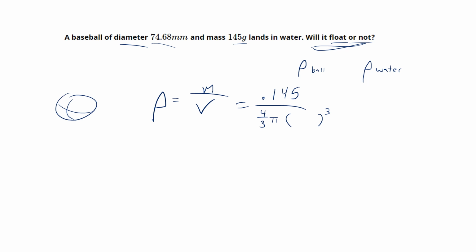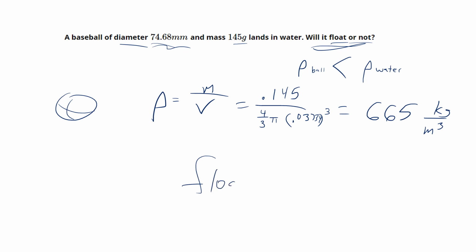All right, so the radius is going to be 0.03734. We got to do half because it's diameter, and change it to meters. Ah, the good old times. So you grind all this together, you're going to get 665 thereabouts, and this is in kilograms per meter cubed. Will it float or not? Well, let's see. The density of the ball is less than the water. That means it will float. Don't worry. You'll get your fill on buoyancy later. All right, so we compare the densities, and that's what we got.